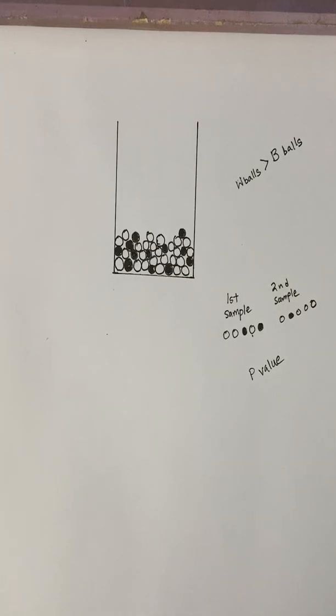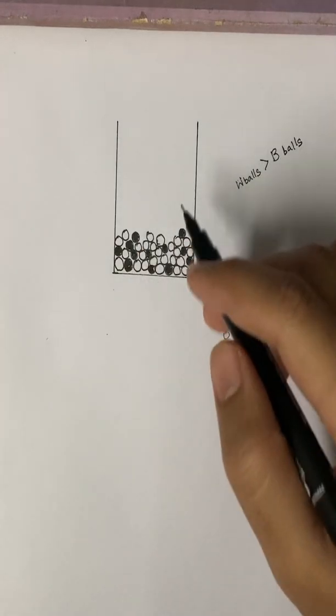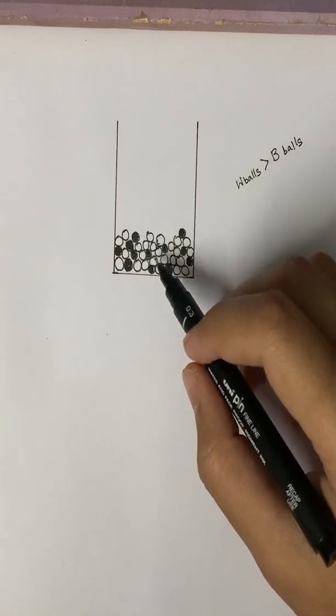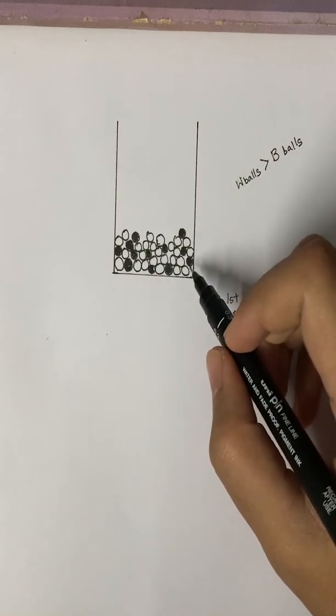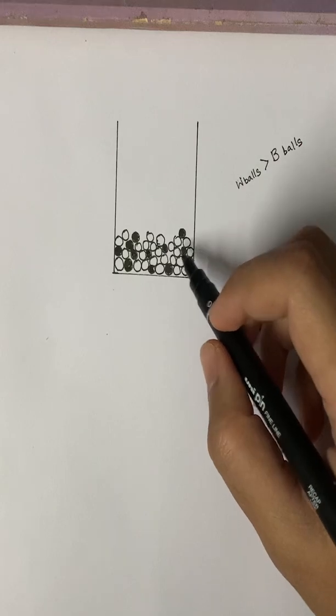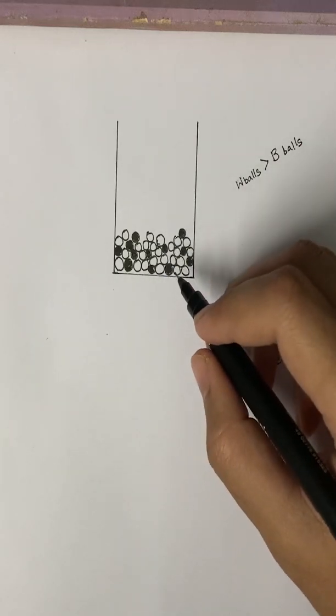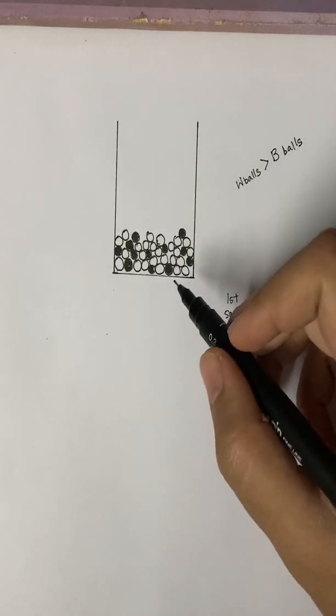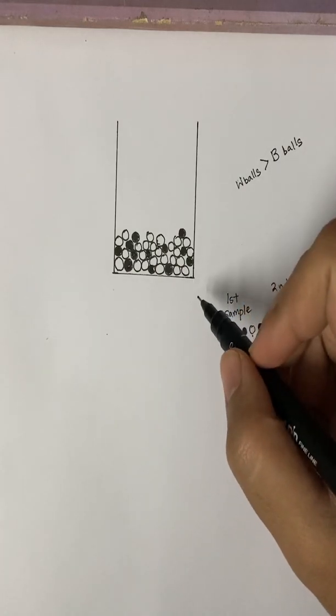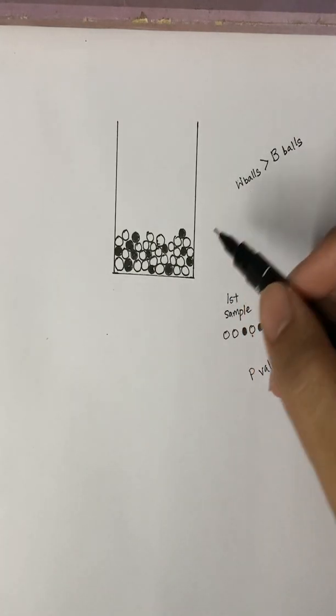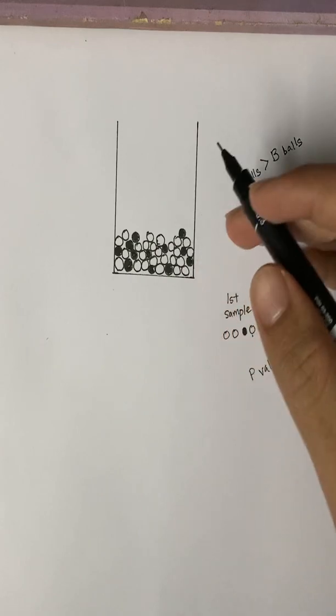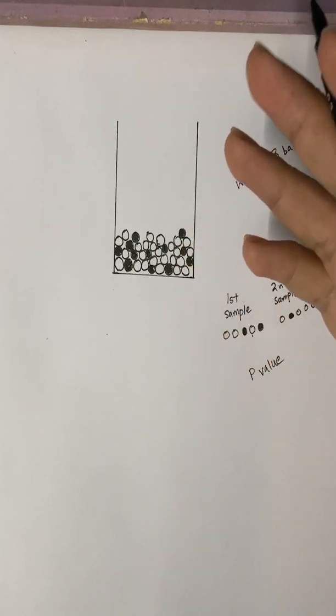Hello everyone. In this video, I'm going to explain why we need hypothesis testing. Let's assume that we have a big jar with a number of white balls and black balls. Let's assume that the total number of balls is not much, maybe 20 to 25. Now if I ask you the question, can you tell me whether the white balls are greater than the black balls, or the black balls are greater than the white balls?